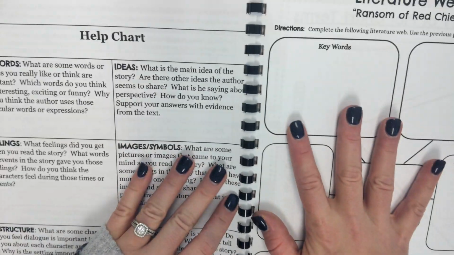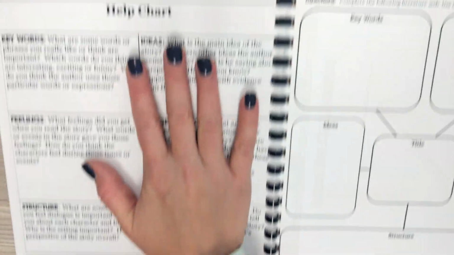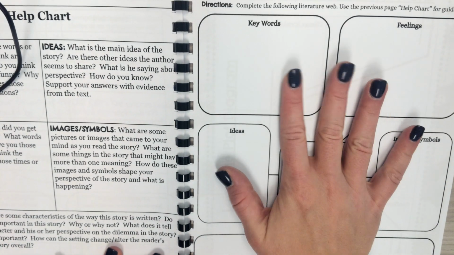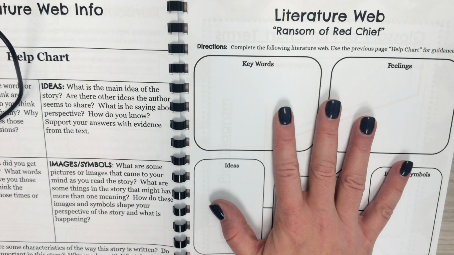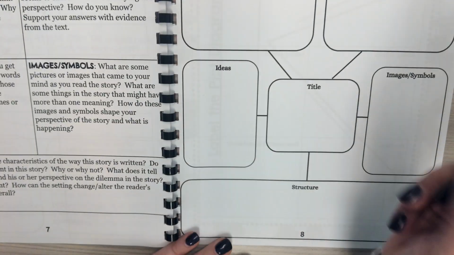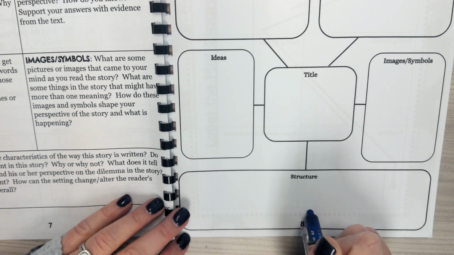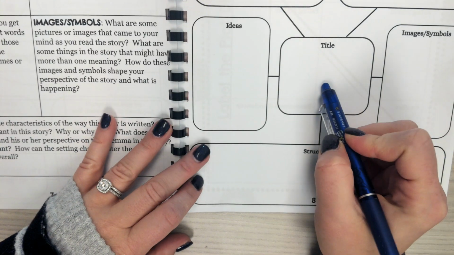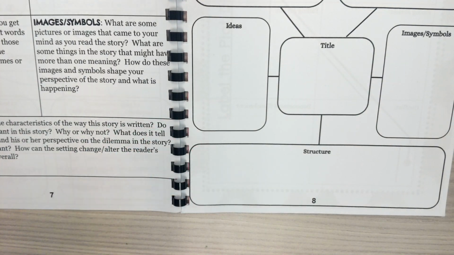All right, here we go. We have our helper chart on page 7 and our literature web for Ransom of Red Chief on page 8. So we have 1, 2, 3, 4, 5 web boxes here and the title. I guess that could count. We should probably start there.